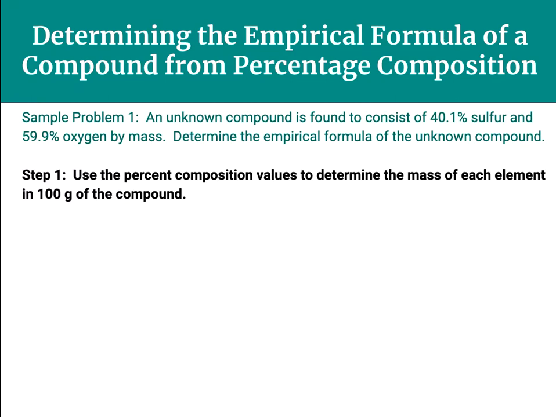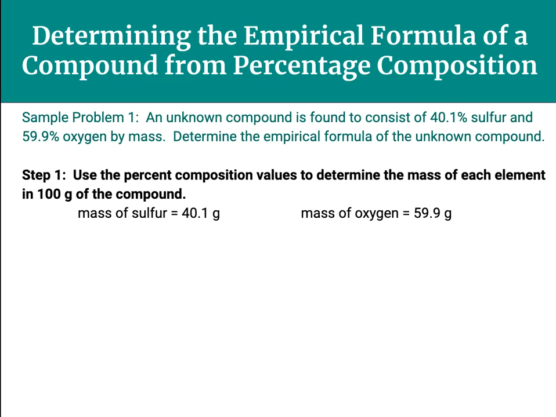We have the percentage composition, and percent is so much out of 100, right? So if we assume that we have 100 grams of this compound, then we know that we have 40.1 grams of sulfur and 59.9 grams of oxygen. When you're doing these problems, it actually doesn't matter how much of the compound you're looking at because you're going to be going for ratios. So this is just a way to make the math really easy, to assume 100 grams of the compound.